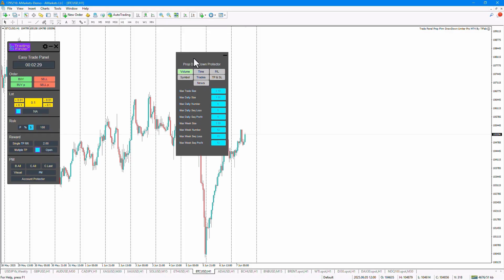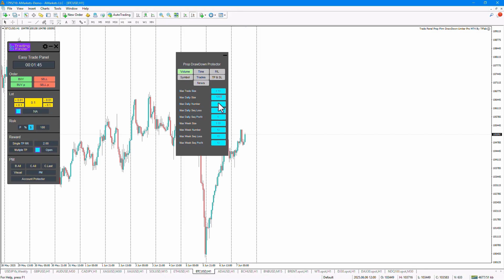This panel has 7 tabs, and in each tab we can set different sections based on our strategic system and trading plan so that it prevents us from entering a trade and serves as a restriction. The first tab is related to volume, and in this tab there are various sections for us. The first section concerns the maximum trade entry size, which is set by default to 0.1 lot. This means that in each trade we are only allowed to enter with 0.1 lot.